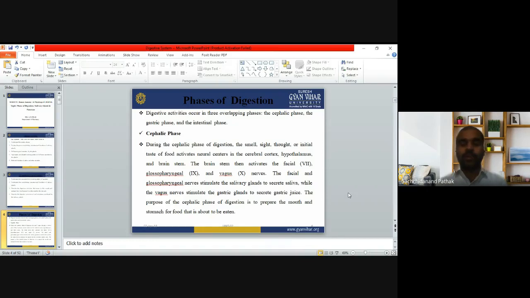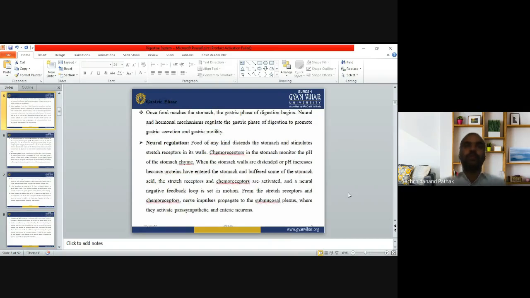That will be called the cephalic phase. So in the cephalic phase, before the food comes, the body prepares itself for the food. So that will be the cephalic phase.